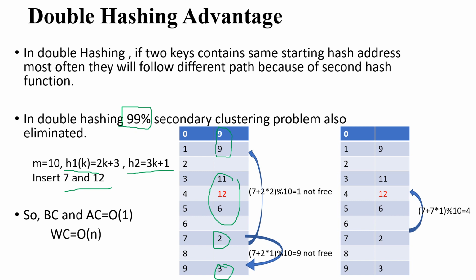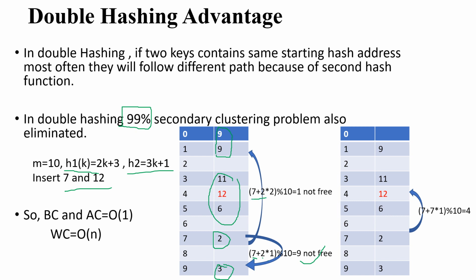So 7 you get from the first hash function, and 2 you get from the second hash function, multiplied by i, where i goes from 0 to m minus 1. Here I am taking i as 1, because 0 would not affect anything. Then taking modulus of the table size, I get 9 as my second index. Is 9 free? No, 9 is not free either. Again a collision occurs, so I increment the i value.